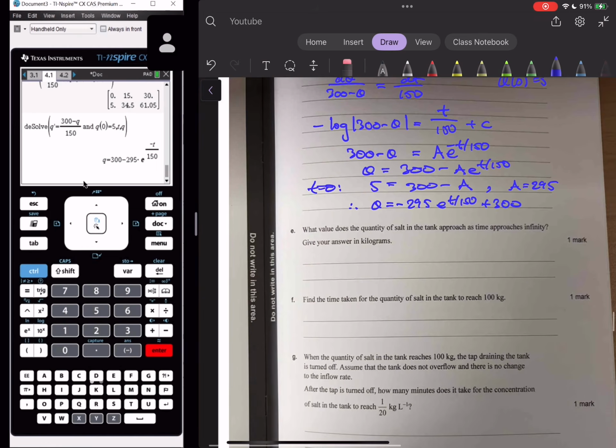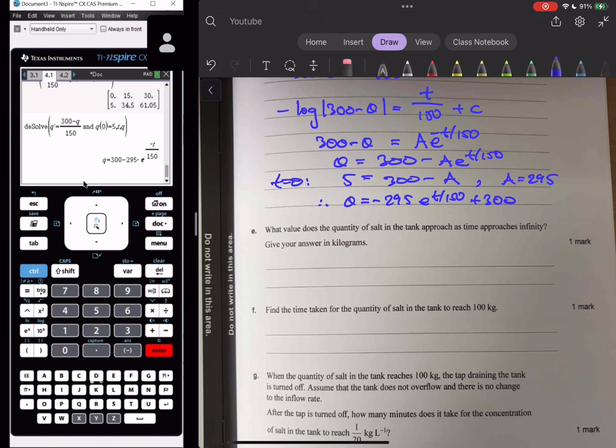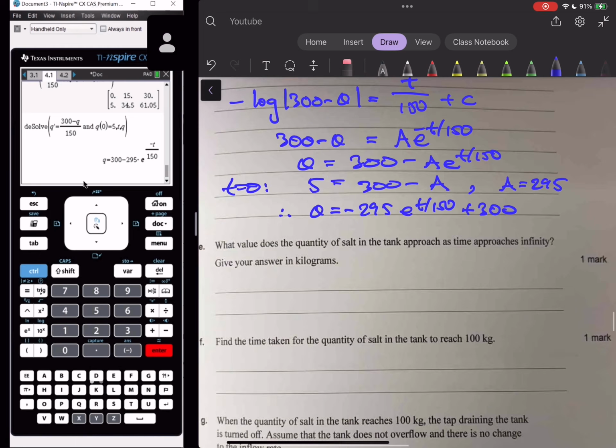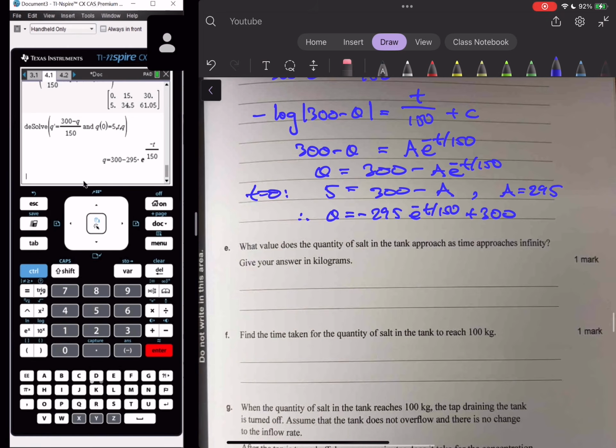All right, part E. What value does the quantity of salt in the tank approach as time approaches infinity? Well, as t goes to infinity, well, I'm missing negatives here. Negative, negative. This exponential term vanishes, so it's just going to be 300.